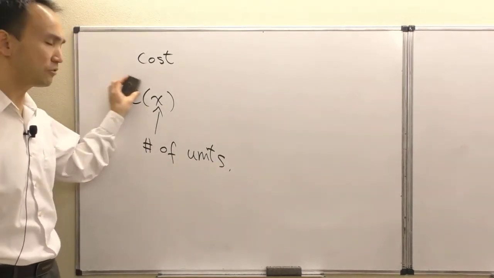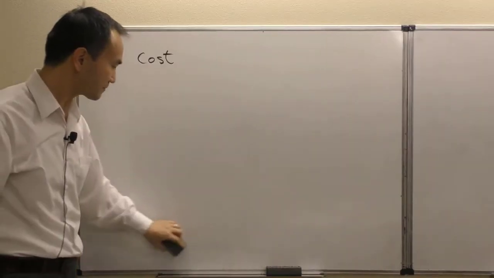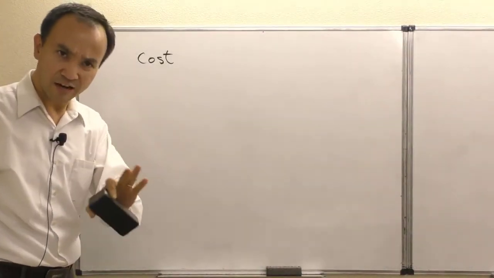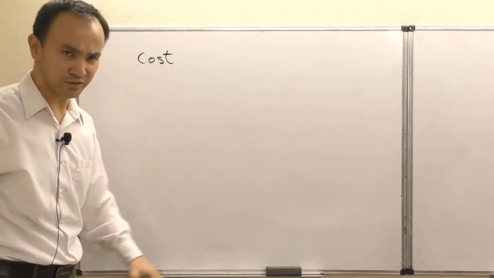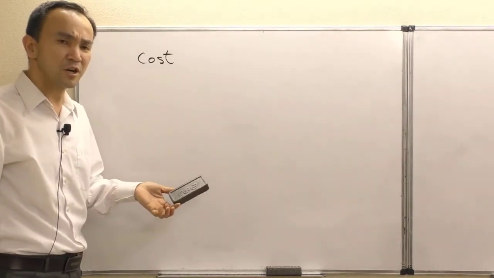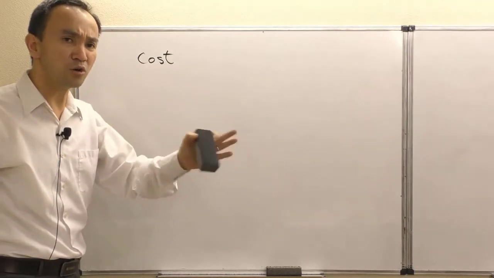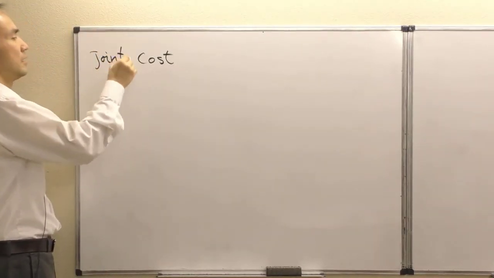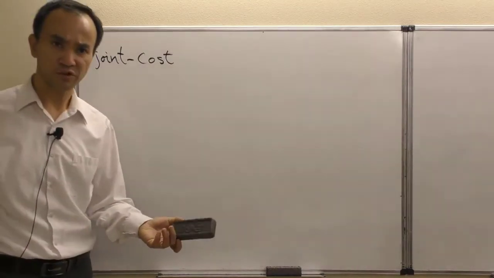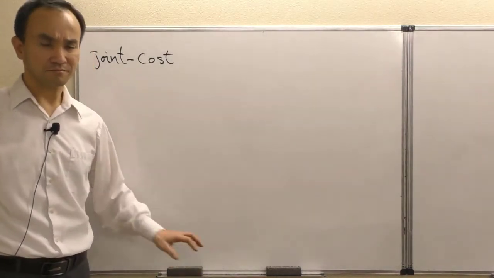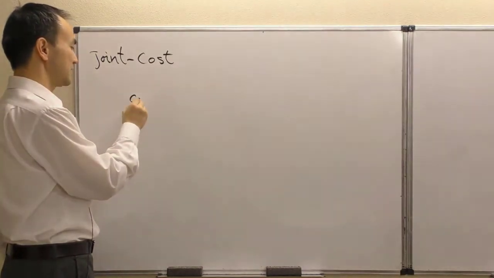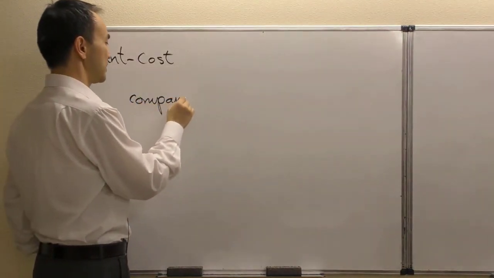We're not going to repeat that. So now, where do I see in our daily business concepts costs that need to involve multiple variables? How about joint cost? The concept of joint cost. Think about it this way. You have your own company.